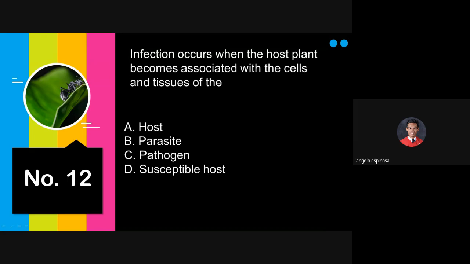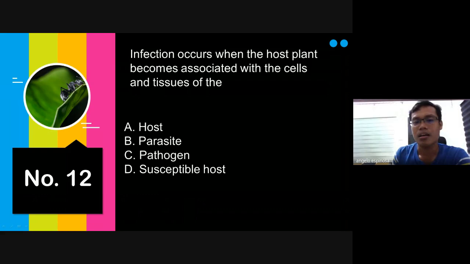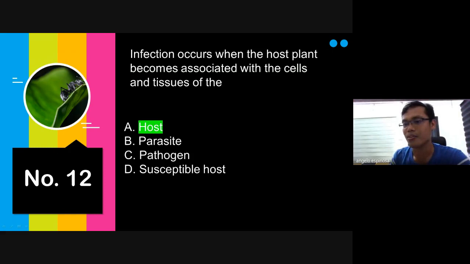Okay, let's check what is the correct answer. Infection occurs when the host plant becomes associated with the cells and tissues of the blank. So the correct answer is letter A, it's host. Ayun, kasi nga affected na yung isang cells because of the other infected cells. Yun, so apektado na yung isang or yung neighbor cells niya. No? Dumadaan siya sa plasmodesmata. Yun. So, infection occurs when the host plant becomes associated with the cells and tissues of the host. So, the correct answer is letter A. It's host. Okay? Next question, number 13.